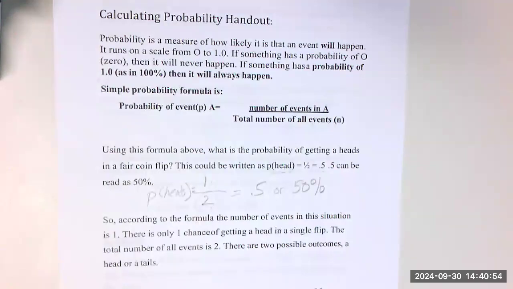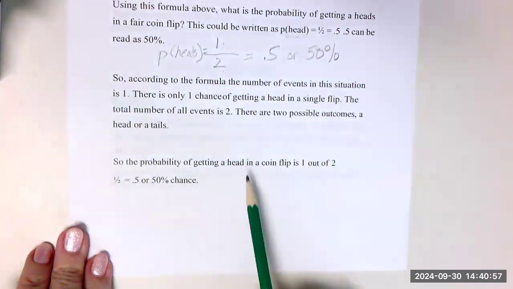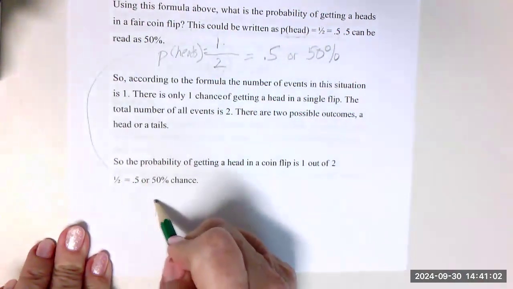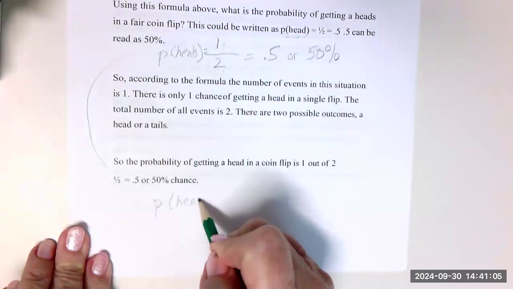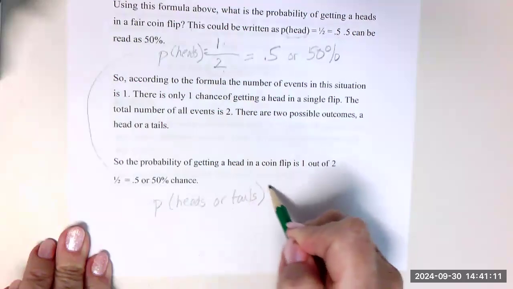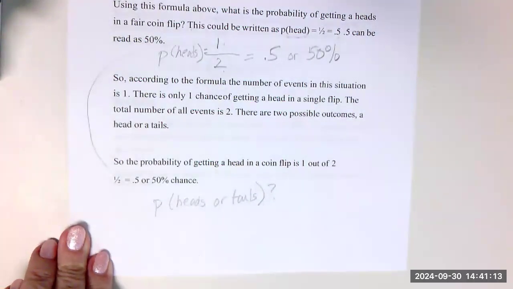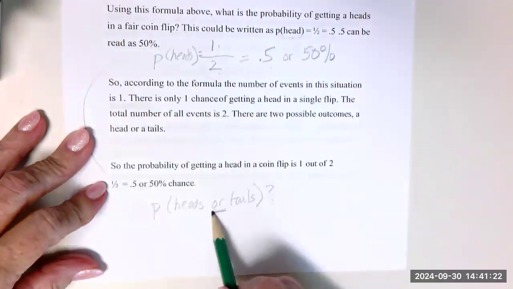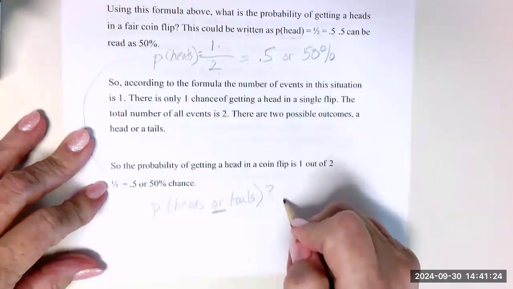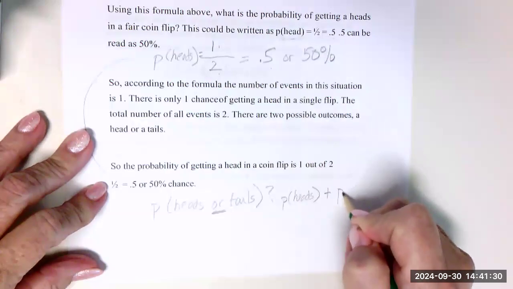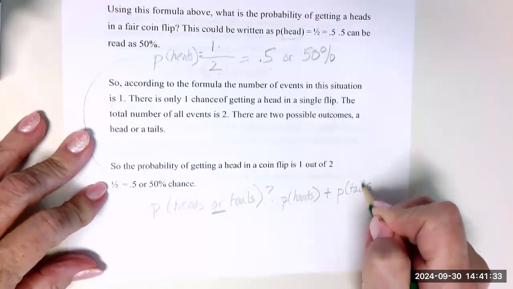Down here it says, what's the probability? Okay, we just did that. But what if I asked you, what's the probability of getting a heads or a tails if you flip a coin? Hopefully you'll just see that as 100% because you're going to get one or the other. But if you wrote it out and used the addition rule, remember, or means to add, you could say the probability of getting a heads added to the probability of getting a tails.